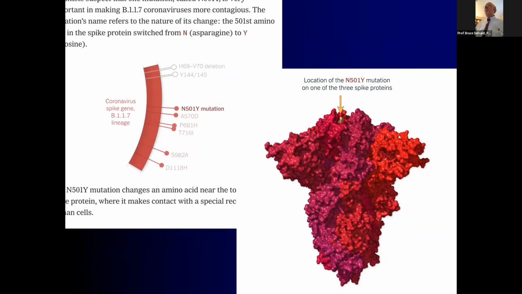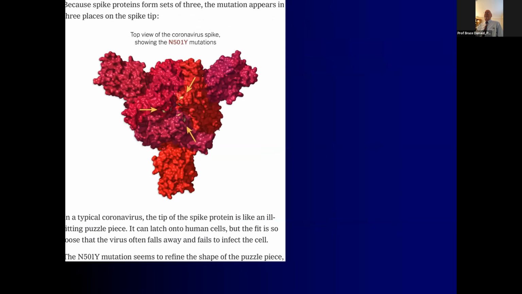So let's look at these in some sense. This is the location of this tyrosine mutation here, in the structure of the spike protein modeled in as determined here. And of course, if we look at it from the top, we see that there are three, because this is 3 copies of the same protein, all organized together like this.